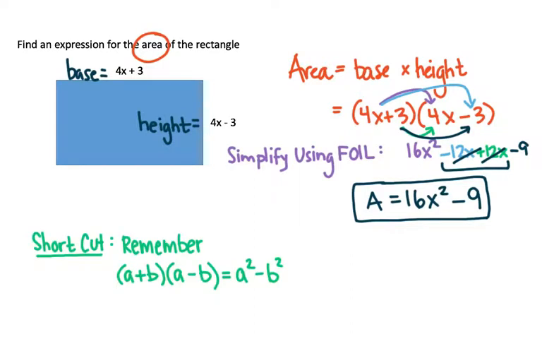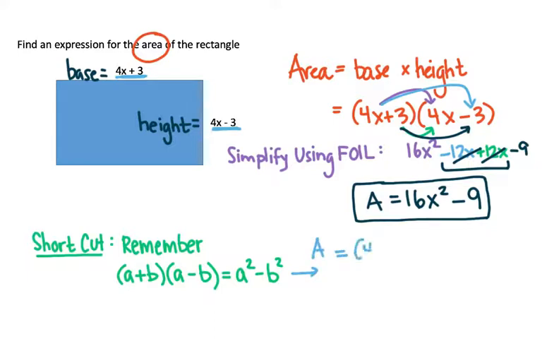Now the shortcut is whenever you have conjugates. What are conjugates? Conjugates are when you have in your polynomials the same terms, except the only difference is a plus and a minus. So in this case we have 4x plus 3 and 4x minus 3. So just remember that anytime you have a plus b times a minus b, conjugates, then you can quickly simplify and say it's just a squared minus b squared, and that middle term will drop out.